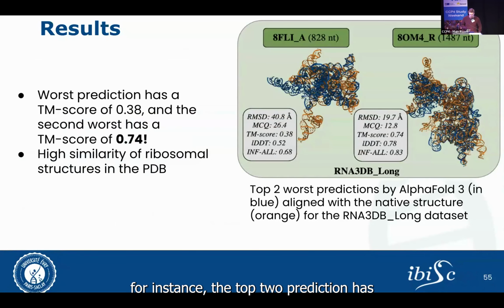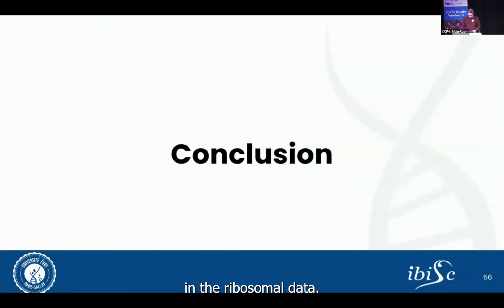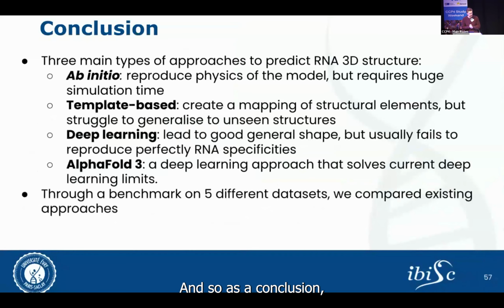So for instance, the top 2 worst predictions have a TM score of 0.74, which is quite high. So it might be explained by some high similarity in ribosomal data. And so as a conclusion, there are 3 main types of approaches for RNA 3D structure prediction.